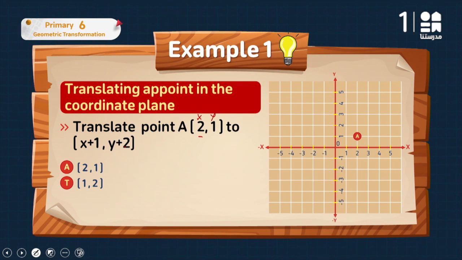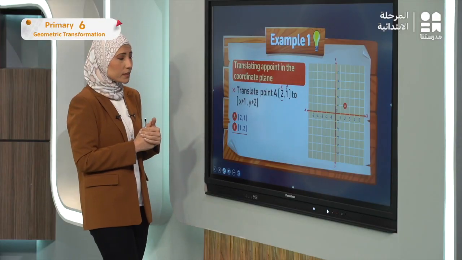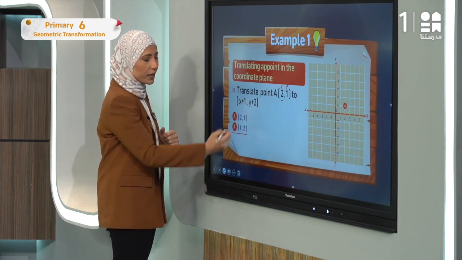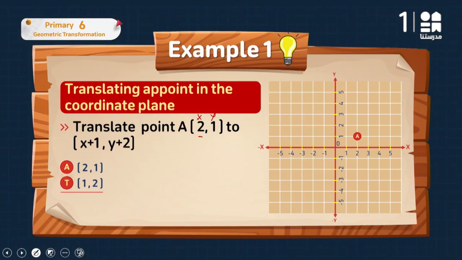So I will write the translation under the point and I will add them، زي إني بعمل addition أو subtraction في rough work كده. ال y under the y وال x under the x to find the image بتاعتي. طيب هنا هعمل 2 plus 1 it gives me 3، 1 plus 2 it gives me 3. So my A dash will be 3, 3. So if I want, I will draw 3 on x and 3 on y. So this is the A dash.